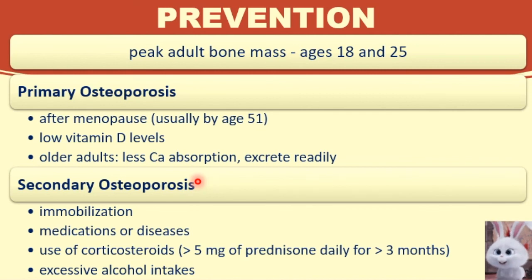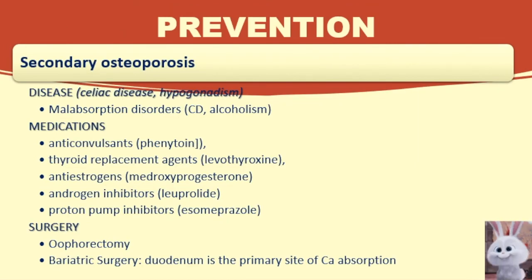Whereas secondary osteoporosis would be related to immobilization, medications or diseases, and the use of corticosteroids. For example, greater than 5 milligrams of prednisone daily for about 3 months, and excessive alcohol intake. Now, what will be our interventions for these patients? Come to look at this. Secondary osteoporosis may be caused by the following diseases: celiac disease, hypogonadism, malabsorption syndromes such as Crohn's disease, and alcoholism.